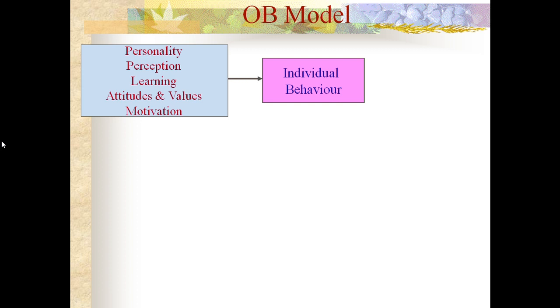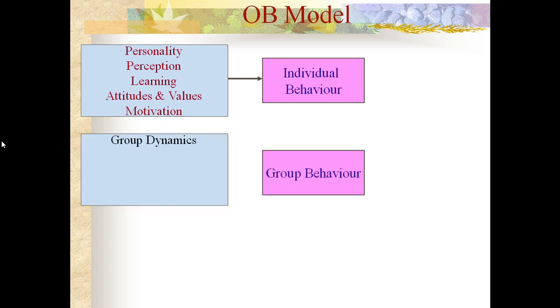So here, the first one is individual behavior. These dimensions: personality, perception, learning, attitudes and values, motivation. All these are intra-individual dimensions. All these are within the individual. That's why we say individual behavior. So the individual behavior is influenced by personality, perception, learning, attitudes and values, and motivation of individuals.